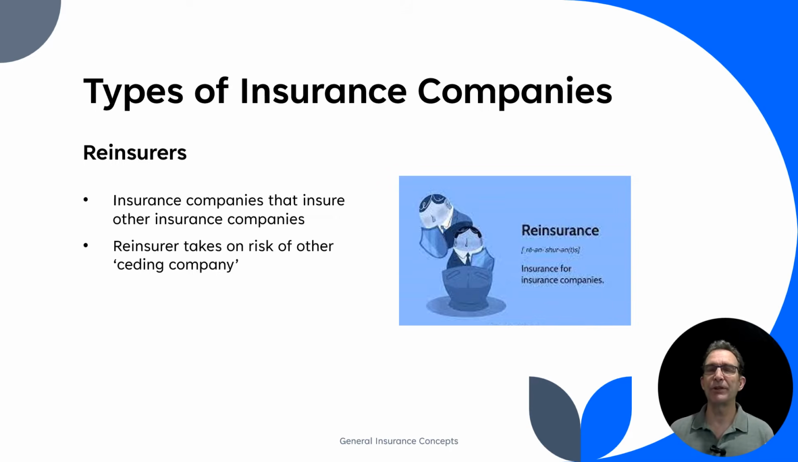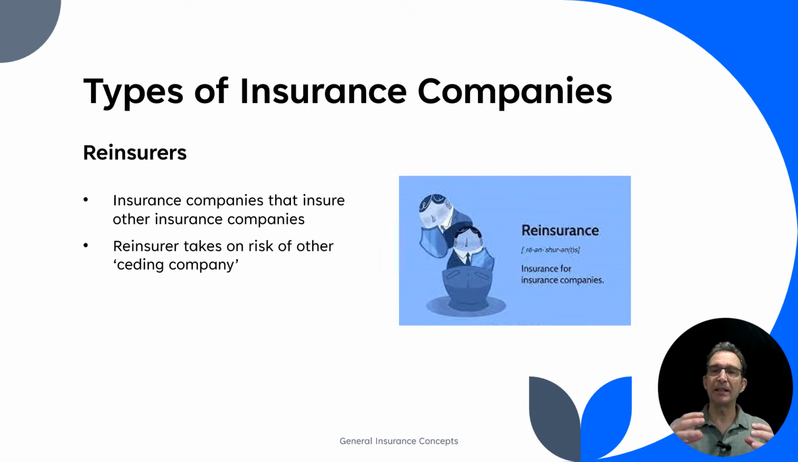All right, reinsurers, we've talked about before in previous training. Reinsurance is insurance for insurance companies, and that's pretty important. Insurance companies, as you've learned, are carrying risks, and so they mitigate those risks. They protect themselves from having too much risk at once by purchasing reinsurance. So it's insurance insuring itself, that's why it's called reinsurance. And the reinsurer takes on the risk of the other, ceding company. So the reinsurer is the one that's taking the risks.